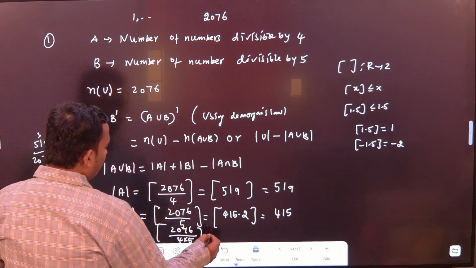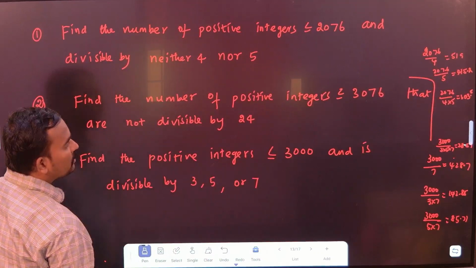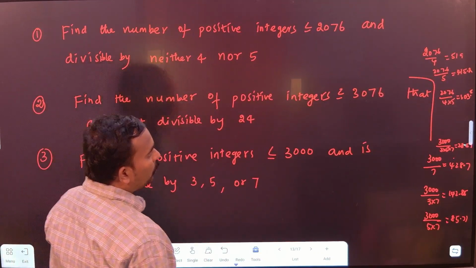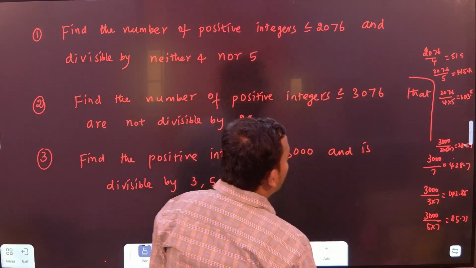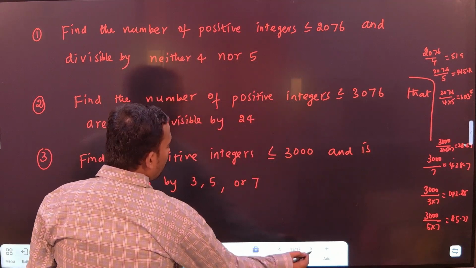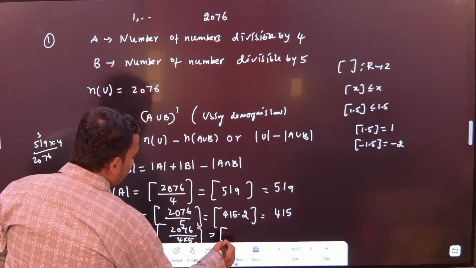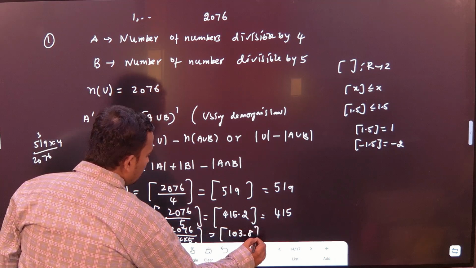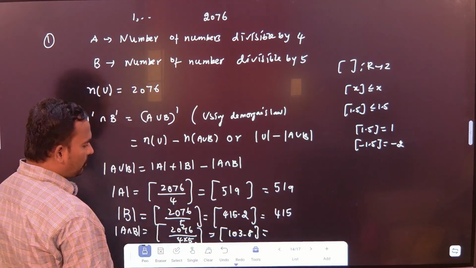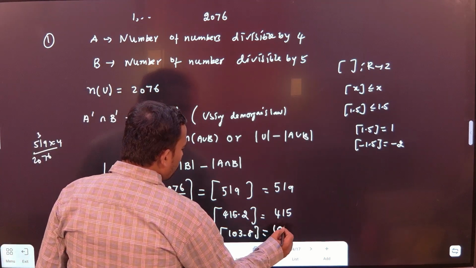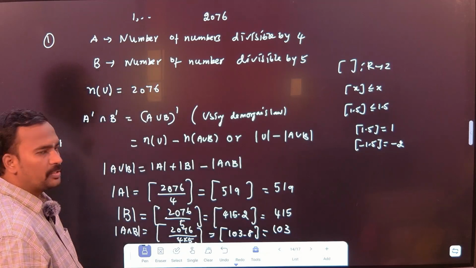Yes. Then you divide 2076 by 20. What is the possibility? 103.8 will come. So what is the greatest integer function of 103.8? It is 103. Understood?